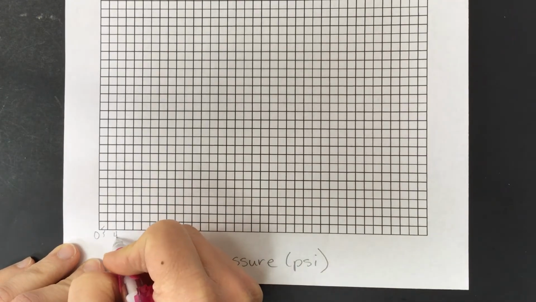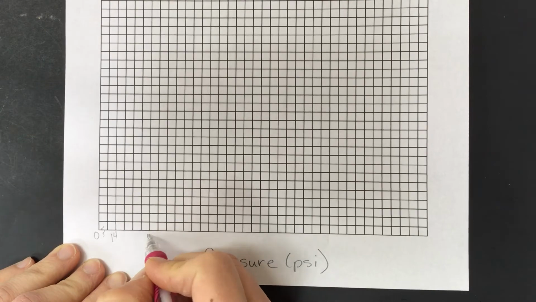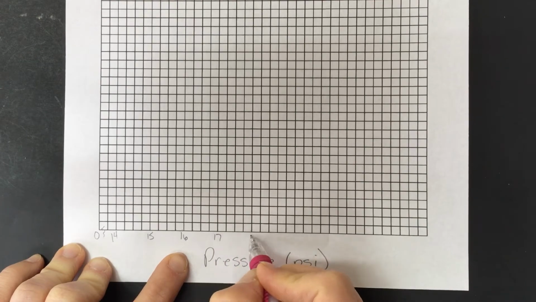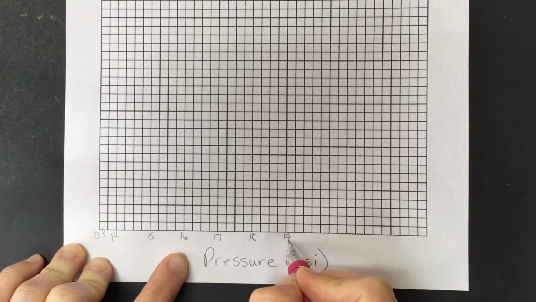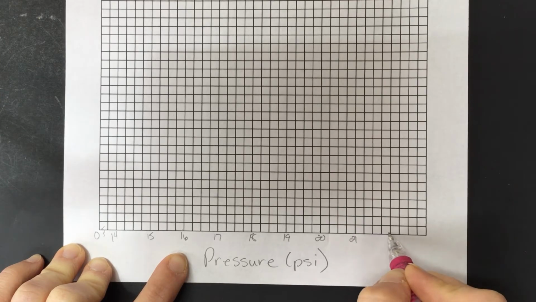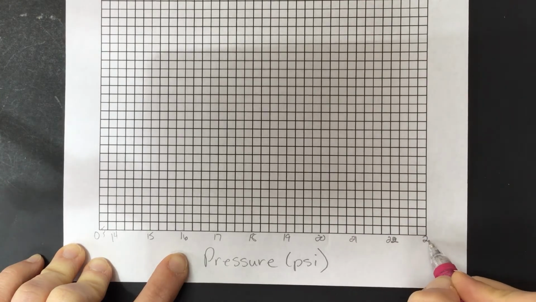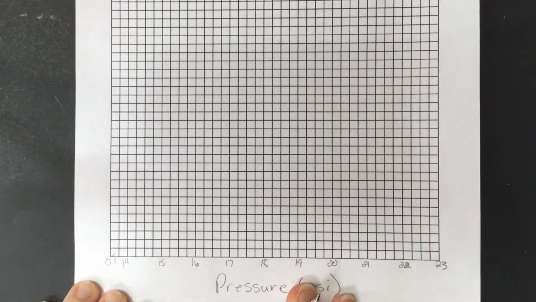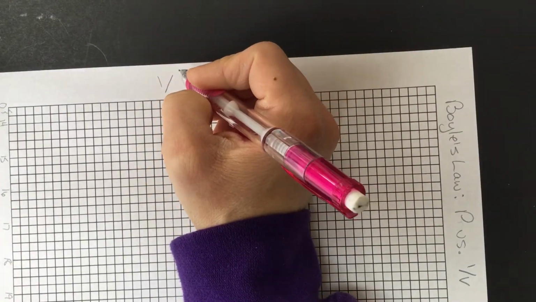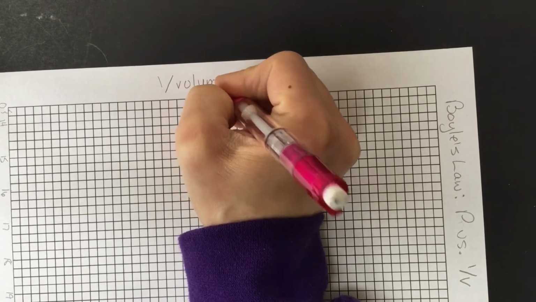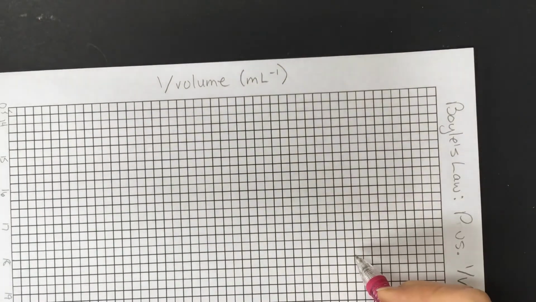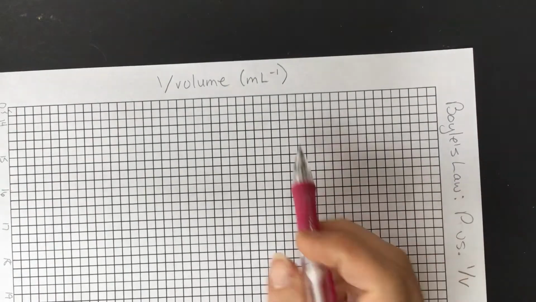Okay, so I have 14, 15, 16, 17, 18, 19, 20, 21, 22, and 23, yay. Now, the numbers along here are going to be different because this is going to be 1 over volume, and this will be milliliters to the -1 power because it would be 1 over milliliters, so that's why I write it this way.